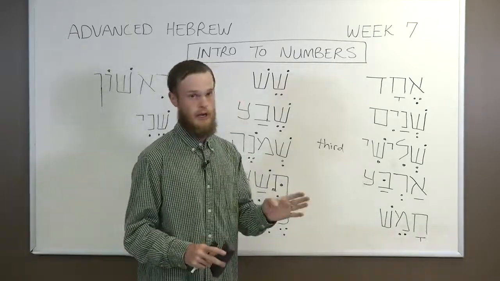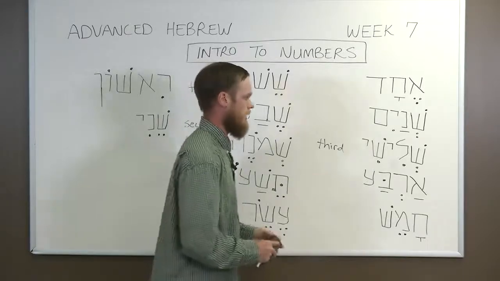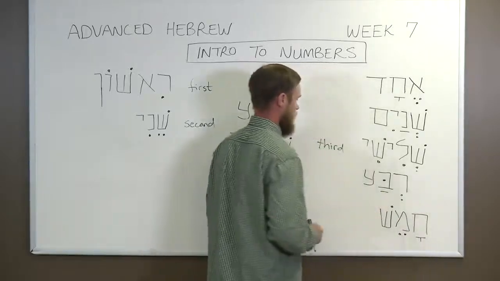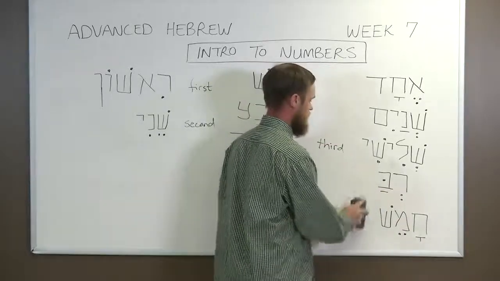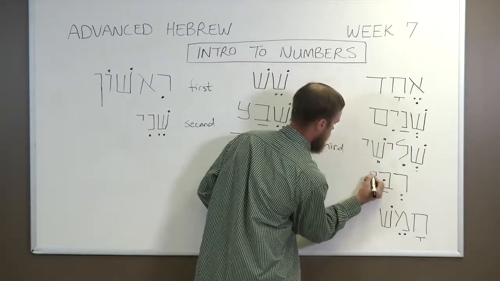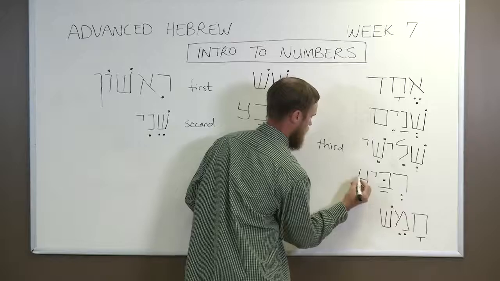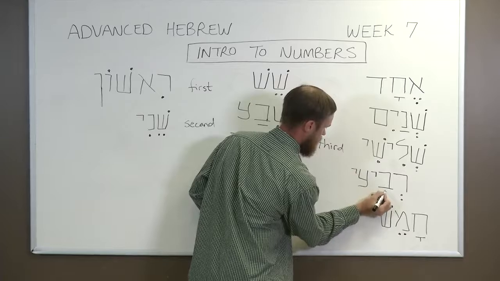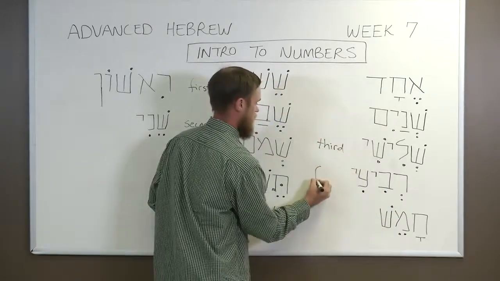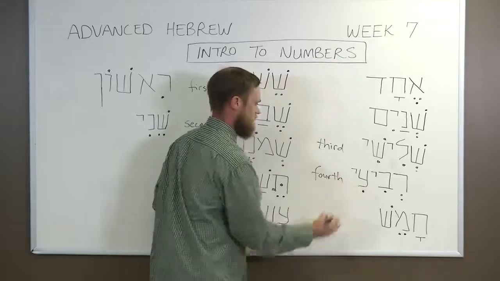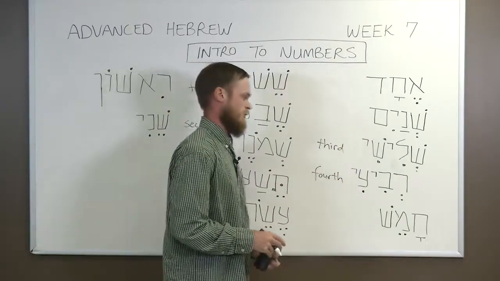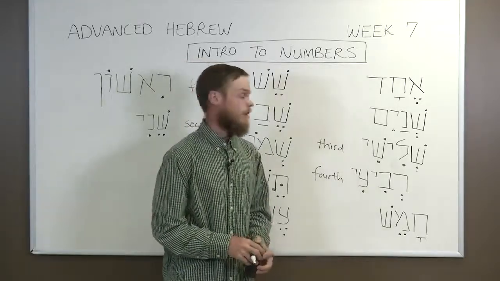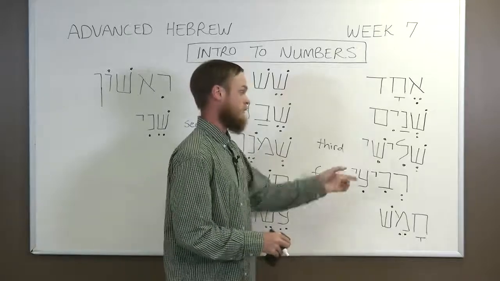Fourth undergoes a special change when it's put into the ordinal form. The beginning aleph disappears. But the same thing happens to the end. The last letter is displaced by a yod, and another yod comes on the end. So this becomes revi'i, fourth. Okay, so the fourth man, ish revi'i. Fourth horse, sus revi'i. Fourth woman, isha revi'it.